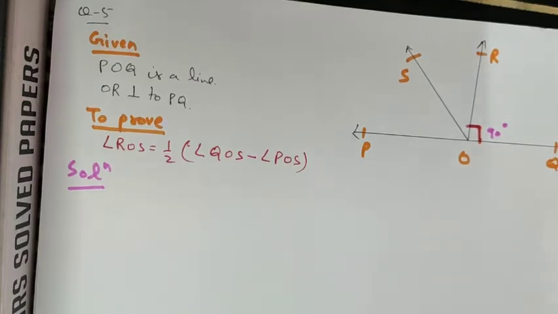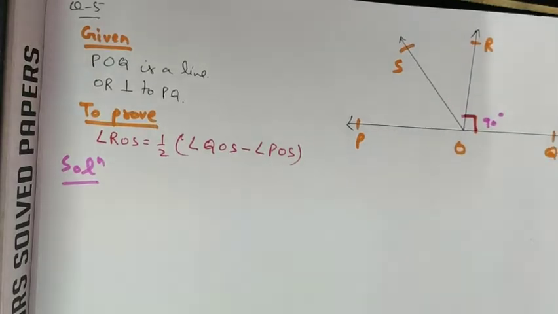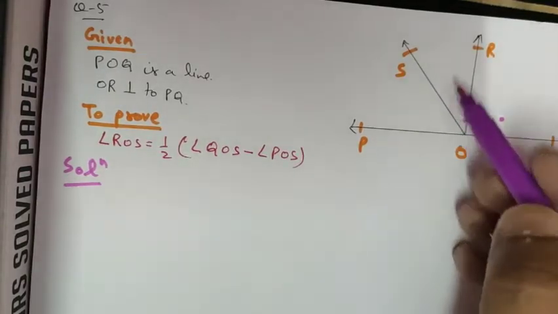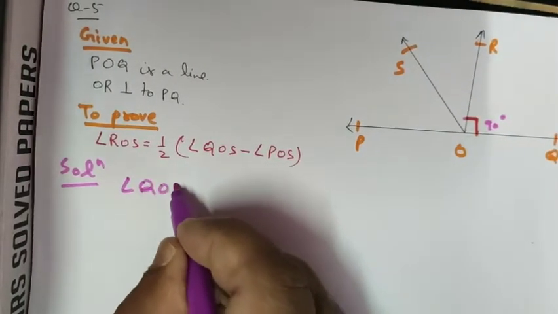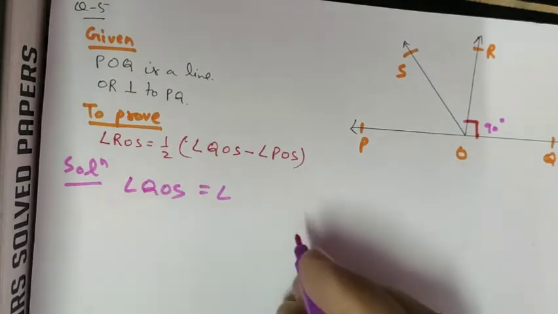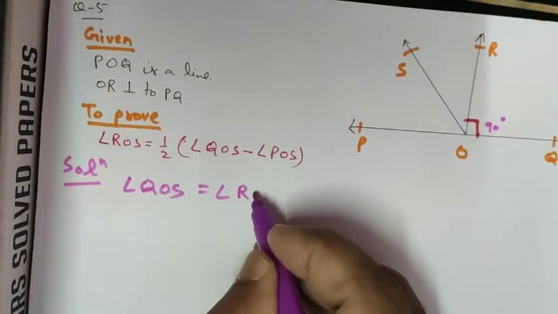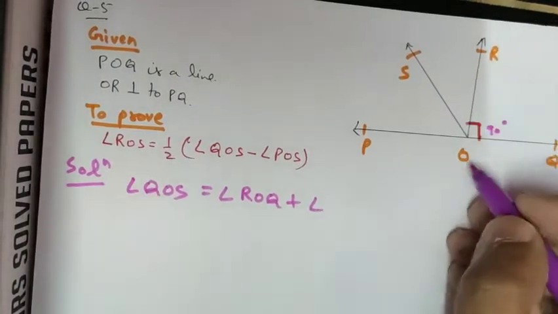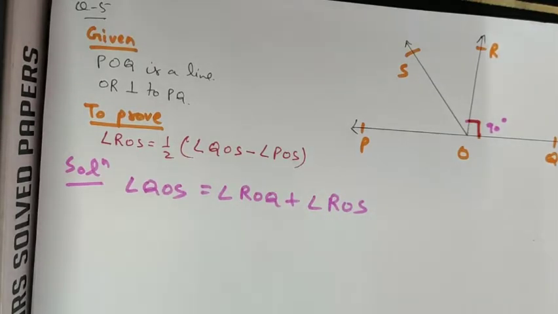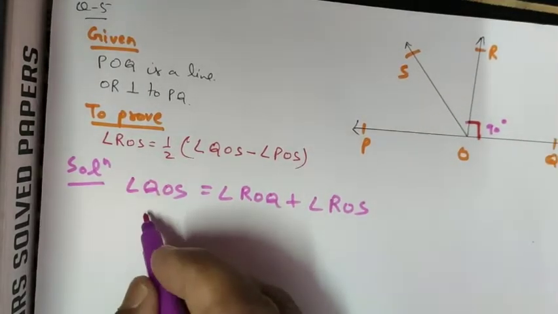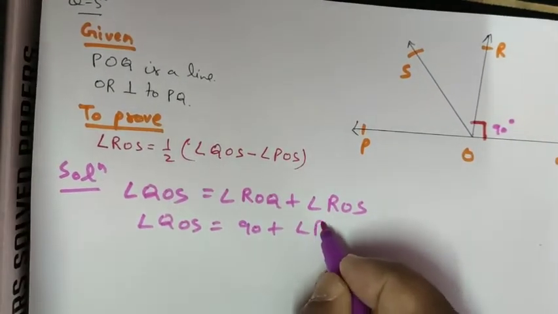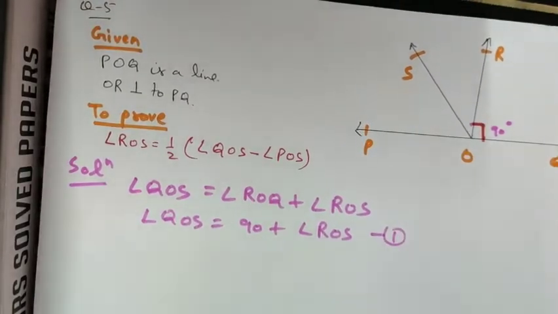Okay, so first of all, we can see from here that angle QOS, this angle, is equal to angle ROQ plus angle ROS. And angle ROQ is what? 90 degrees. So we can write angle QOS is equal to 90 plus angle ROS. This is equation number 1.